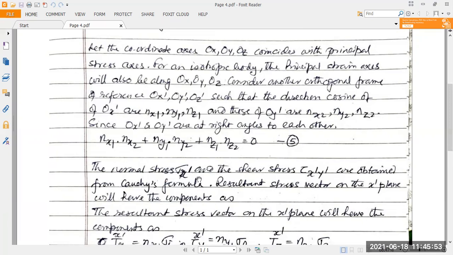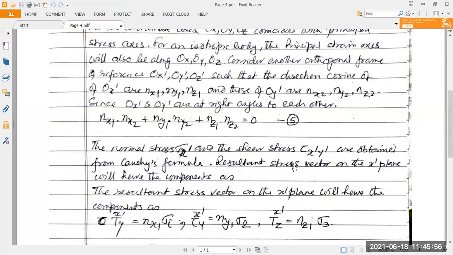Now, what happens? We have the resultant stress vector in the x dash plane, and its components are Tx, Ty, Tz, that is, nx1 into sigma 1, ny1 into sigma 2, and nz1 into sigma 3, where sigma 1, 2, and 3 are the principal stresses along the OX, OY, and OZ axes.